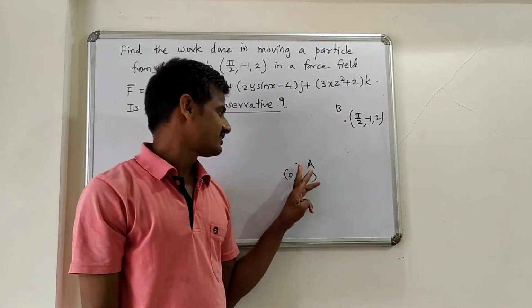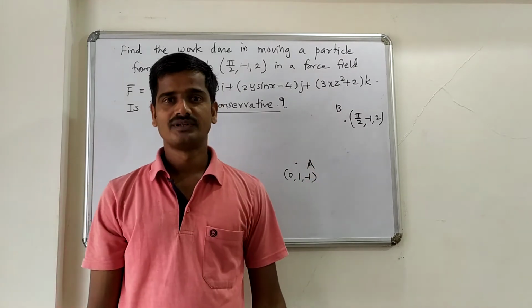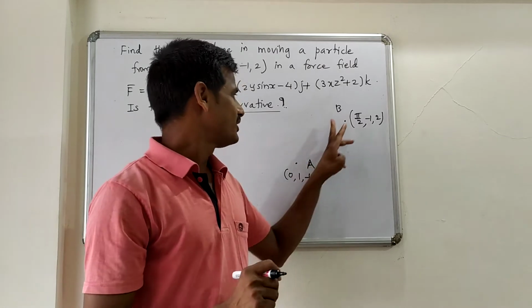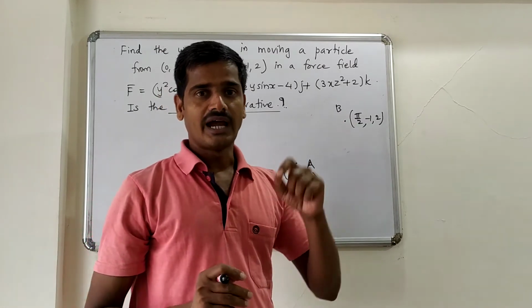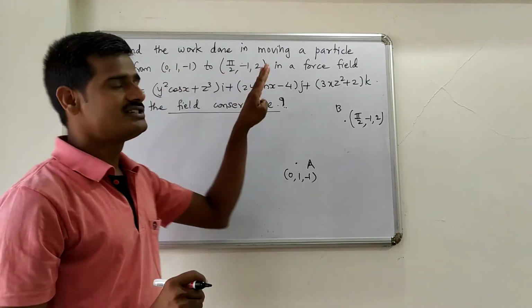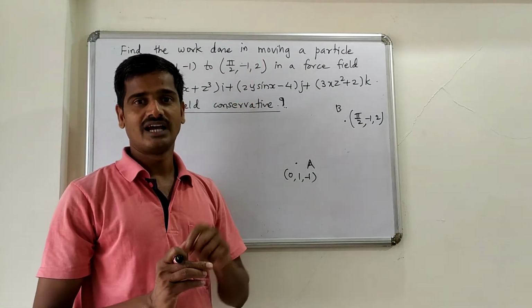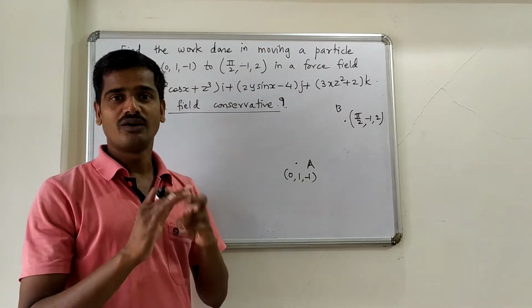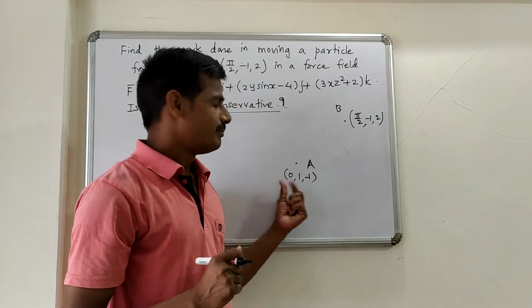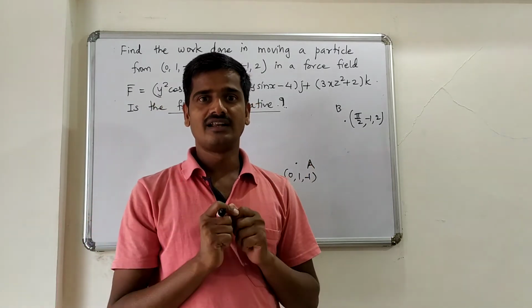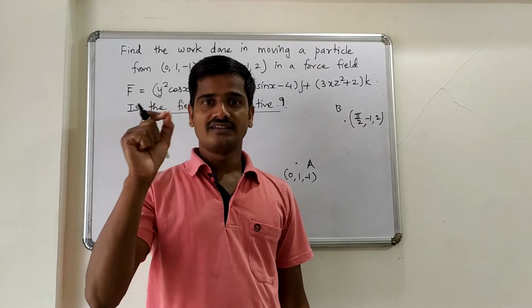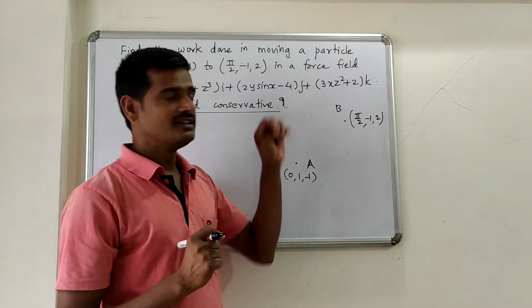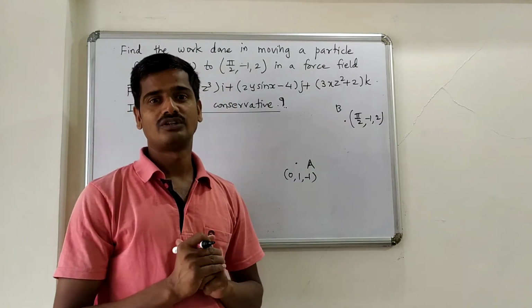Now how many paths are there from A to B? In fact, there are infinitely many paths joining A to B. And in this example, they have not mentioned any path. They have just asked to find out the work done in moving the particle from this point to this point. So they have not said anything about the path, because in general line integral depends on the path joining A to B.